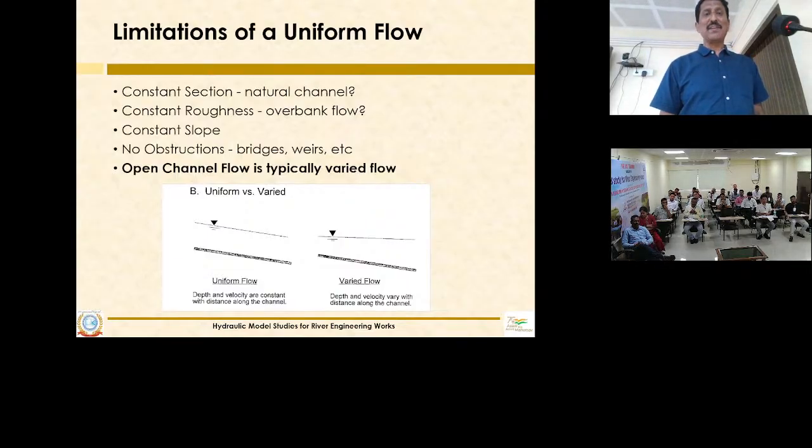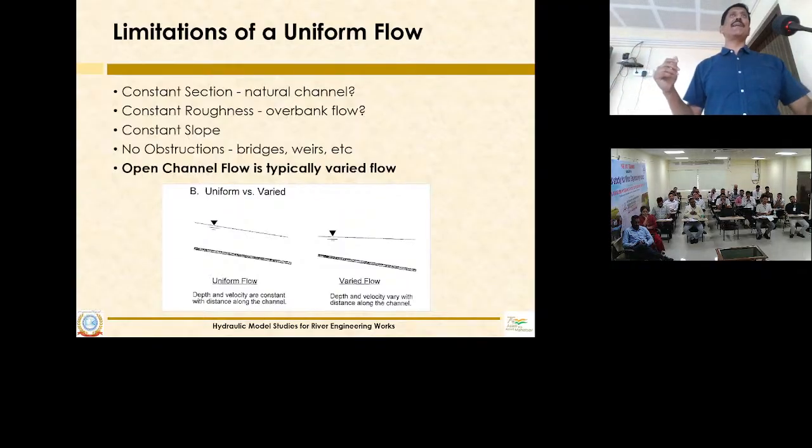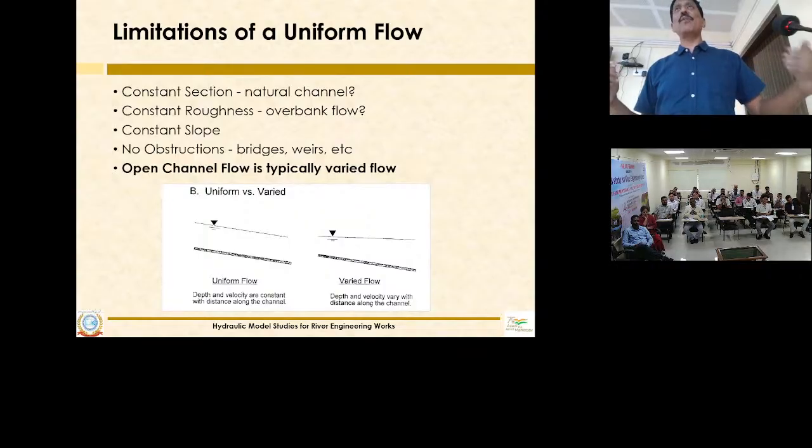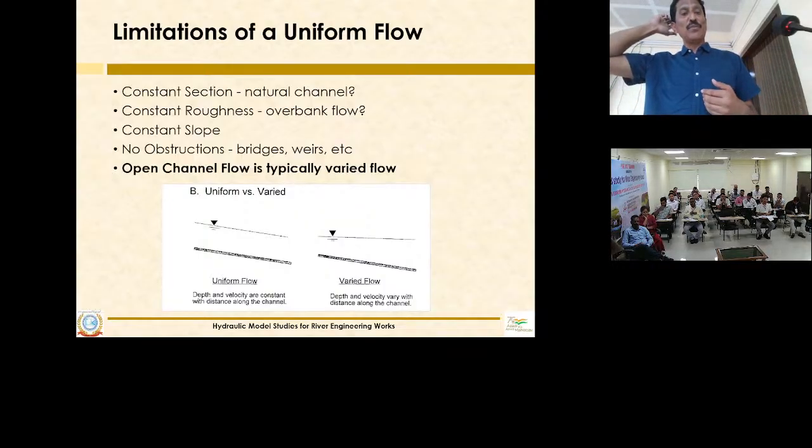In natural rivers we cannot assume a prismatic channel because there is no constant section; it changes from section to section. At 100 meters or 50 meters the section of the river changes, and it's not going to have a constant roughness. When you consider the bank portion and the overbank portion, the n value changes. For the overbank portion, we have to consider very high n values because there is a lot of resistance. There may be some trees or settlements, which create a lot of resistance to the flow, so we have to consider a different n from the channel.